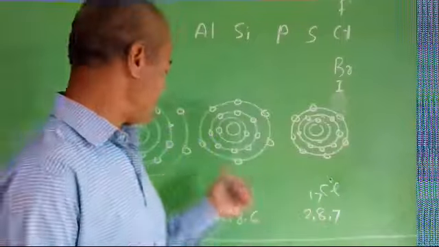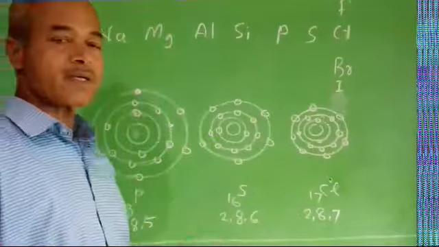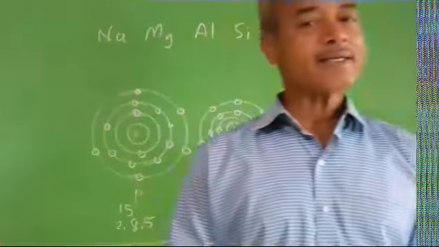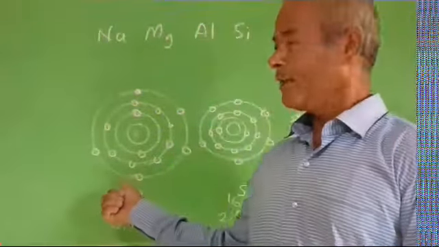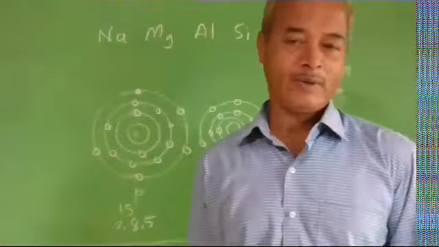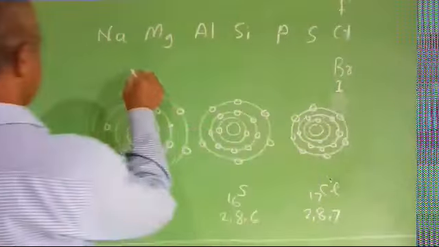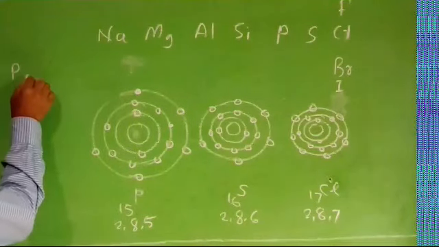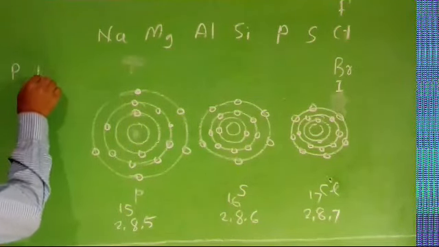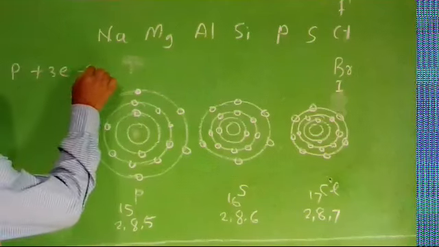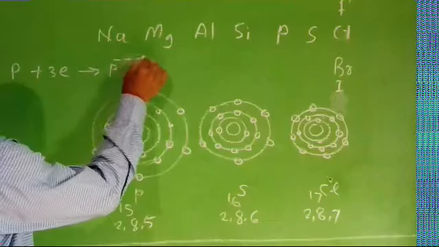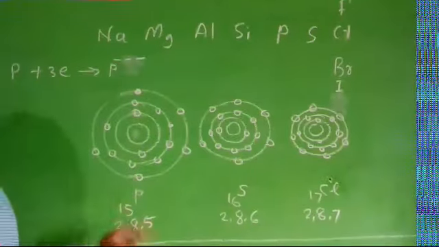For example, here phosphorus, instead of losing 5 electrons, it gains 3 electrons and it becomes a phosphide ion, P minus 3. It means phosphorus plus 3 electrons becomes phosphide ion. It becomes stable.